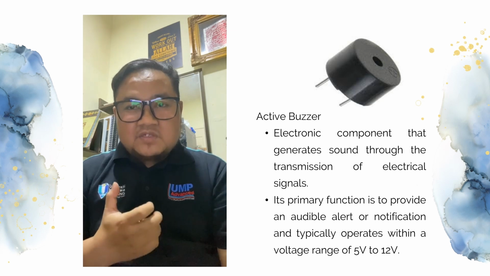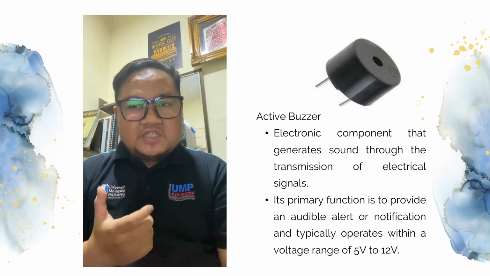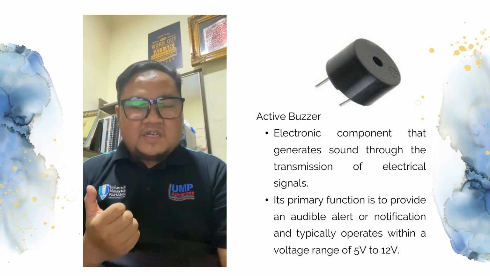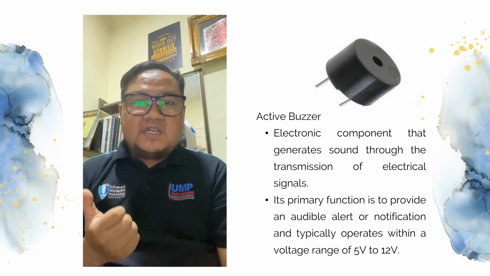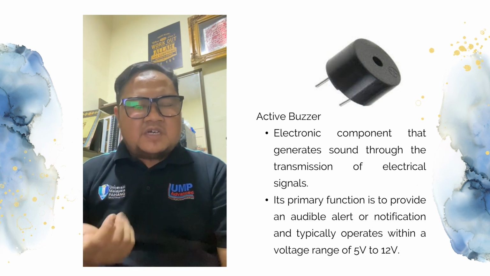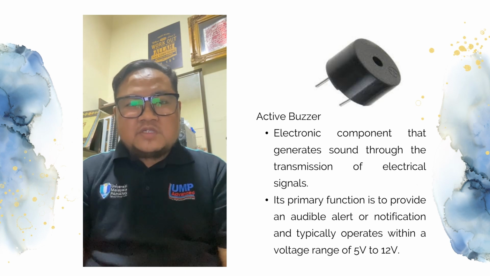Also, we are using for output an active buzzer. This component generates sounds through the transmission of electrical signals. Its primary function is to provide an audible alert or notification, and typically operates within a voltage range of about 5 volts to 12 volts.